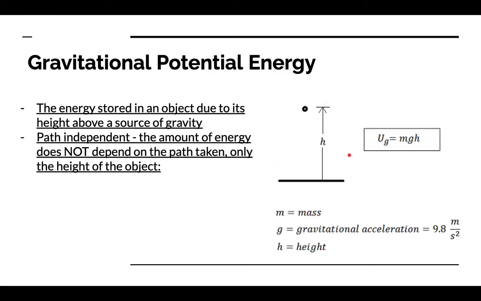So our equation for potential energy is potential energy equals mass times the acceleration due to gravity times the height above the surface of the Earth. We represent potential energy with the letter U, and then the type of potential energy with the subscript. So G in this case referring to gravitational potential energy.